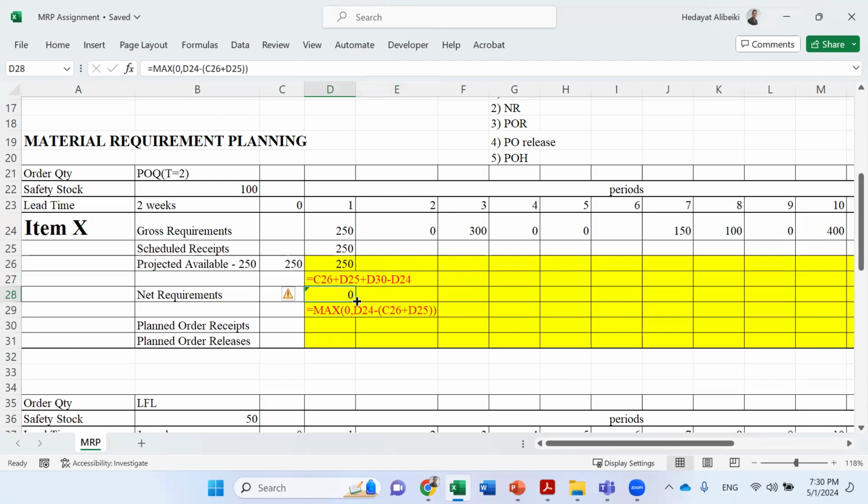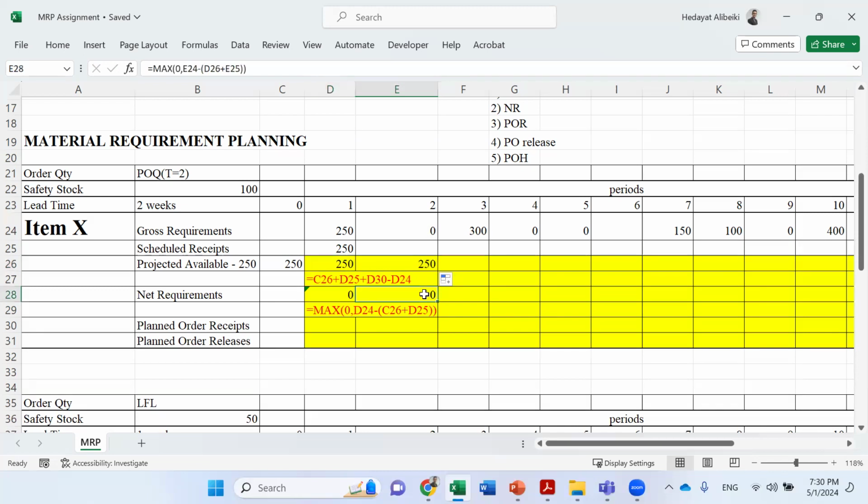Net requirement, I just drag to the right. I have 250 in stock. There's a gross requirement of 0 for these two weeks. No requirement, I'm good. Net requirement is 0, nothing actually. So my inventory is also going to stay at the same level, 250. I'm good. I go to the next period.